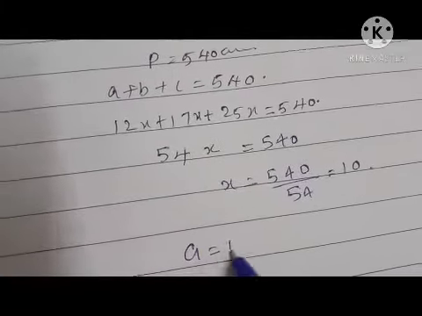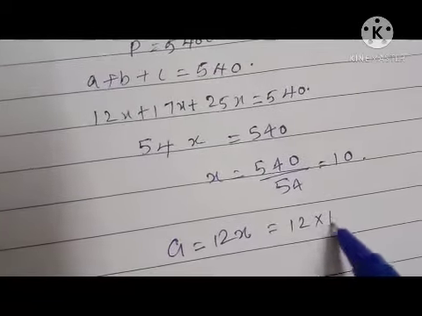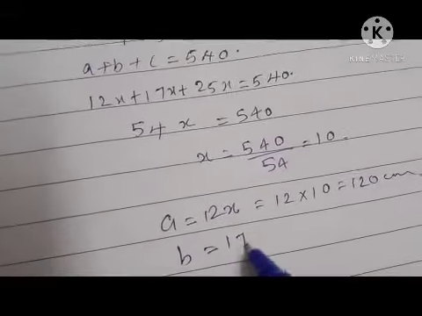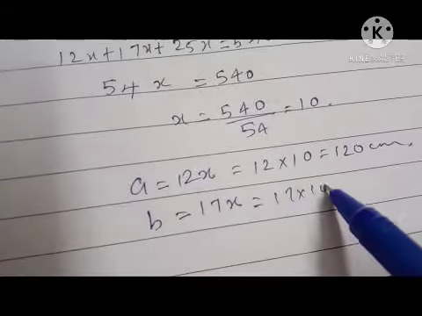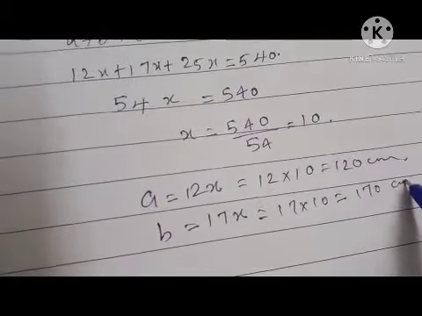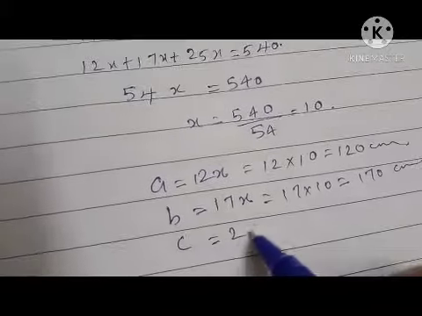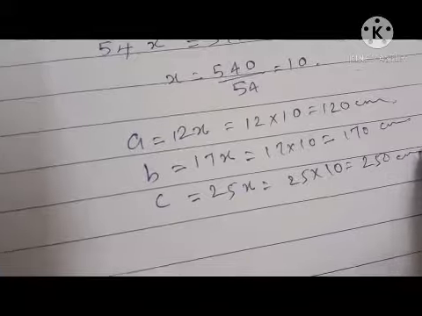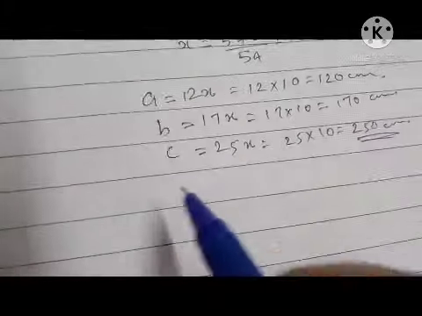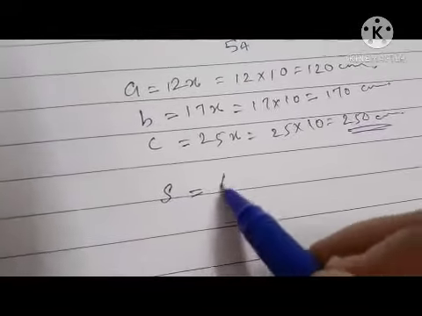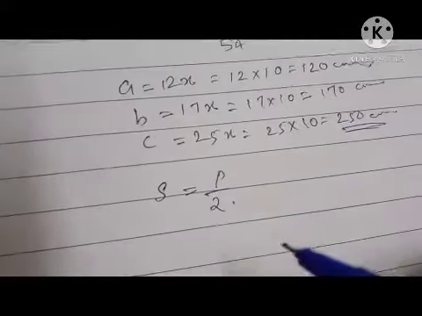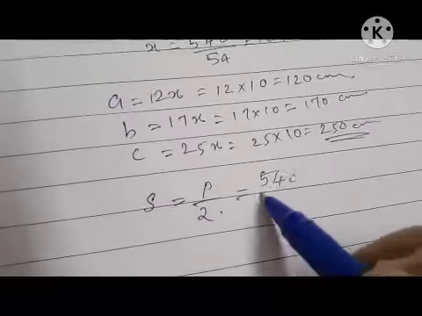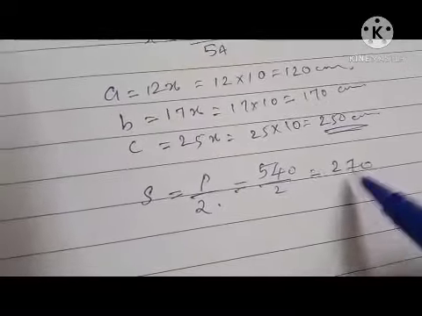Then we can find a, b and c. So a equal what? 12x. That is 12 into 10, 120 centimeter. b is equal what? 17x. So 17 into 10 equal 170 centimeter. Then c equal 25x. That is 25 into 10 equal 250 centimeter. Okay. Then we can find semi-perimeter. Here perimeter is already given. So we can use this equation s equal p by 2. That is equal 540 by 2 equal 270.